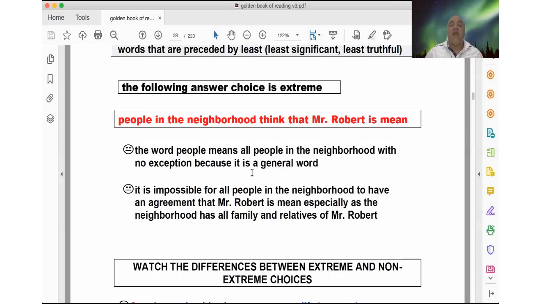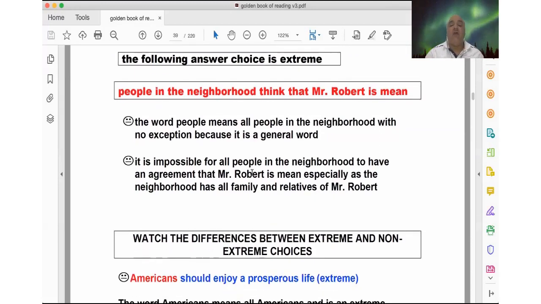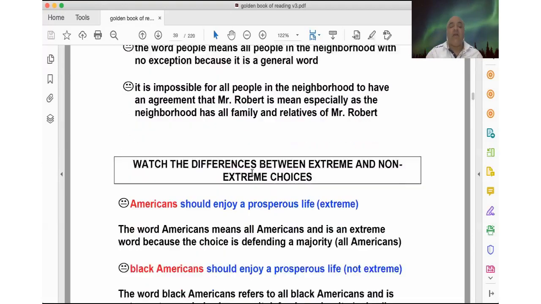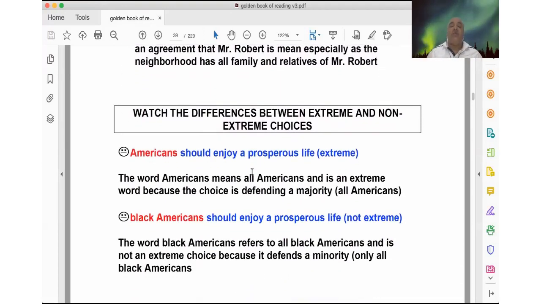Do you think that everybody in the neighborhood sees Mr. Robert as mean? The word people means all the people in the neighborhood with no exception because it's a general word. So it is impossible for all the people in the neighborhood to have an agreement that Mr. Robert is mean, especially as the neighborhood is also having Mr. Robert's family and relatives. I don't think they can agree that he is a mean person. Watch out for the difference between the extreme word and the non-extreme word.